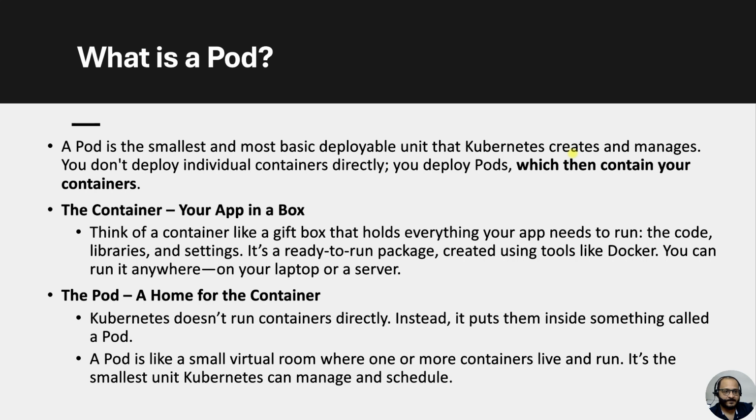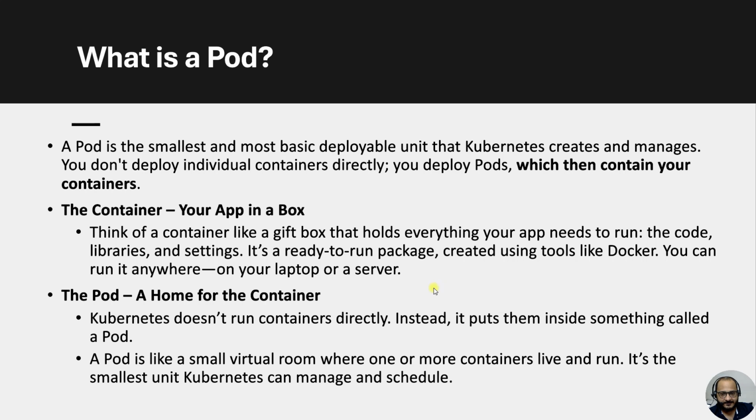The job of the pod is to run that particular container. In other words, we can say the container is your app in a box. Whatever code your application requires, you have packed everything in a box, and that box you are going to hand over to a pod. So the pod is a home for containers. Kubernetes doesn't run containers directly. Instead, it puts them inside something called a pod. In other words, a pod is like a small virtual machine or virtual room where one or more containers can run or live. It is the smallest unit in Kubernetes that can be managed by Kubernetes itself.